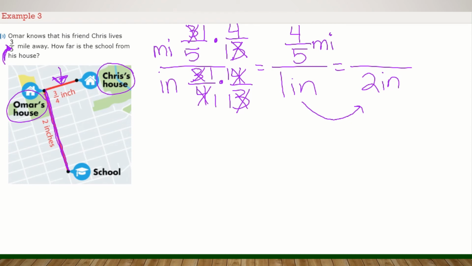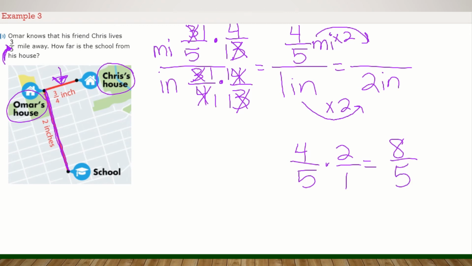Well, what did I do to 1 inch? What did I multiply 1 inch by to get to 2 inches? Well, I multiplied it by 2, and then you have to do the same thing to the numerator. Multiply that by 2. And I'll do that math over here. Multiply by 2 over 1, and now multiply straight across. So that will be 8/5 miles. That is how far the school is from Omar's house. Or you can convert it to a mixed number. Well, 5 goes into 8 one time, and we have 3/5 left over. So 1 3/5 miles from Omar's house.